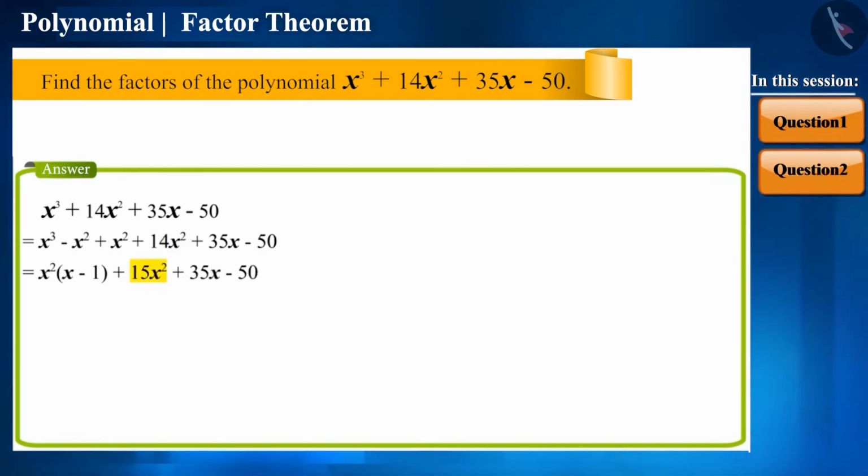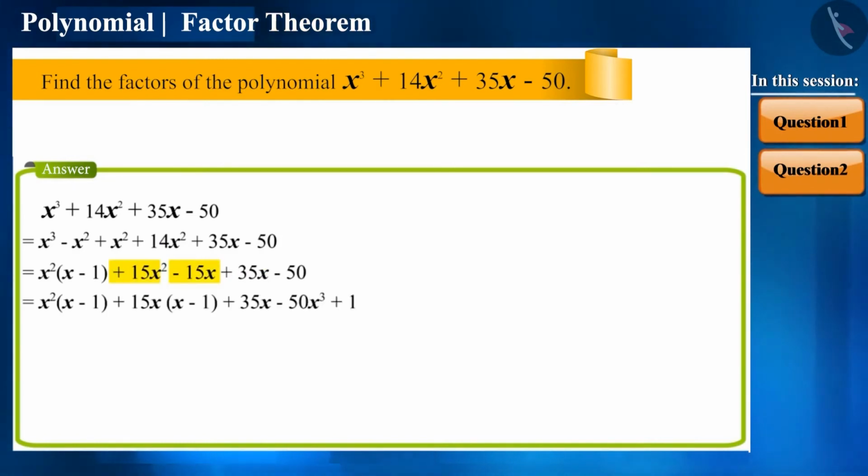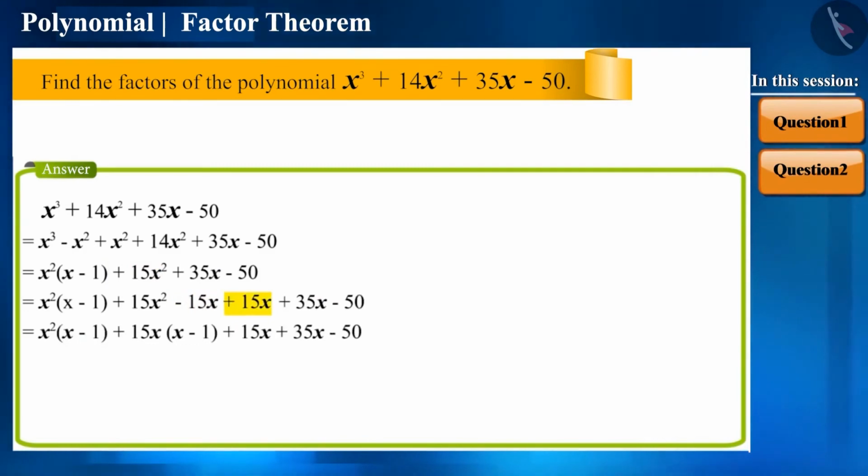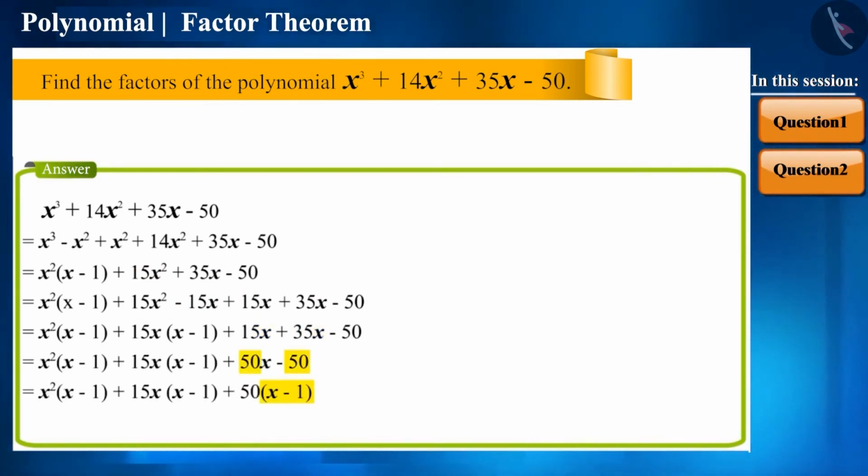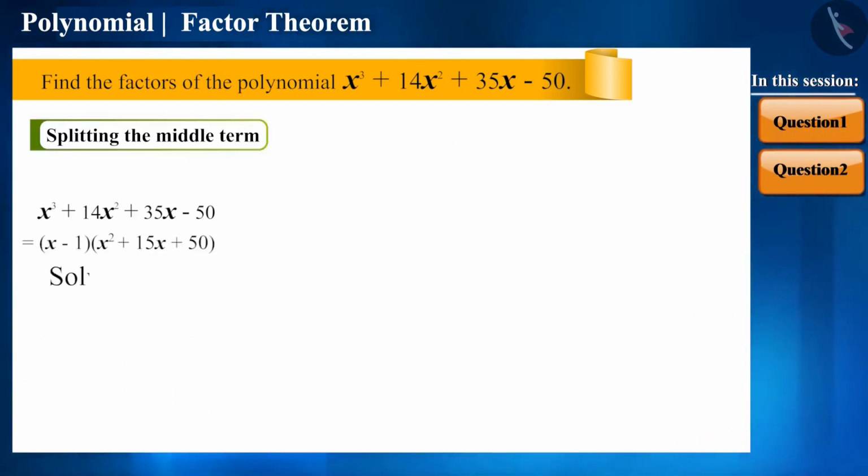Now we can perform the same with 15x square. Here, if the first term was minus 15x, then by taking 15x common, we could write like this 15x of x minus 1. So let's subtract and add 15x once. Now, again 15x and 35x will get added up to become 50x. Now, taking 50 common, we can write x minus 1. After this, by taking x minus 1 common from all the terms, we can express it like this: x minus 1, x square plus 15x plus 50. This is in the form of a quadratic polynomial.